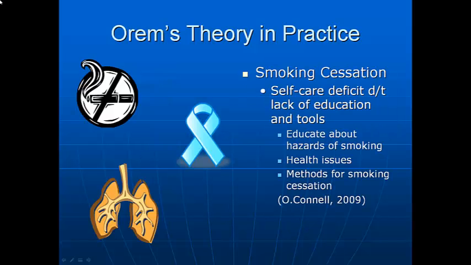The same approach can be applied to patients who wish to stop smoking, as done by O'Connell. The nurse practitioner would be able to provide education about the hazards of smoking, information about health issues surrounding smoking, and use evidence-based methods for smoking cessation. By giving the power to the individual patient, the nurse practitioner is allowing the patient the choice of maintaining their current level of self-care or achieving a higher level. The patient is in control of their own self-care.